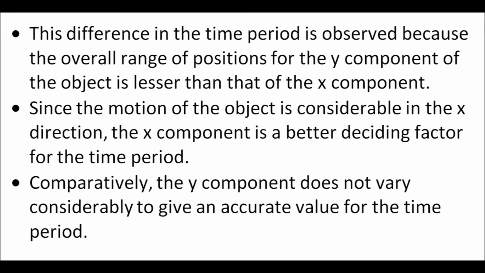We can observe this difference between the time periods because the overall range of positions for the y component is lesser than that of the x component. The x component gives a better estimate of the time period since the object's motion is varying considerably in that direction. However, the y component's effect on the time period is not negligible. It just does not vary considerably to give an accurate estimate of the average time period of oscillation.